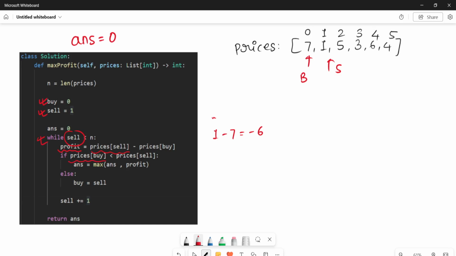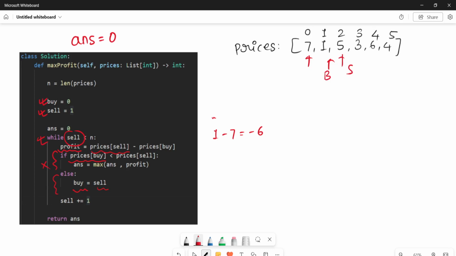Then we check: we will be profitable when buy is less than sell. But in this case, buy is greater than sell. So this piece of code will not be executed, and we will update the variables this way: buy will become sell. So this will be buy, and sell will increase by 1. So here we will get sell. And again this loop will be executed.